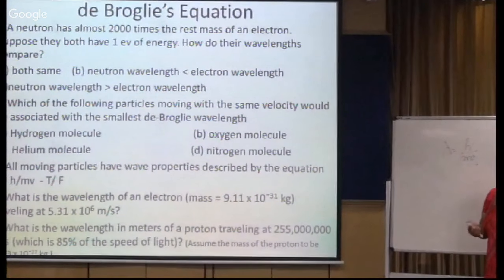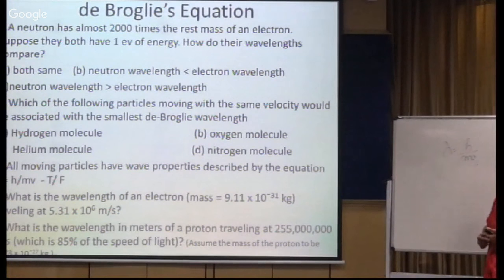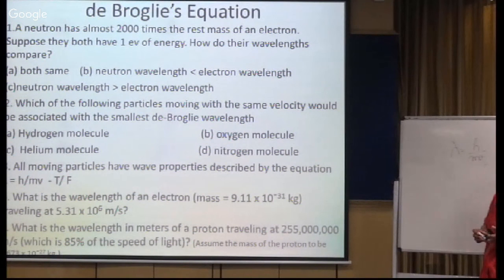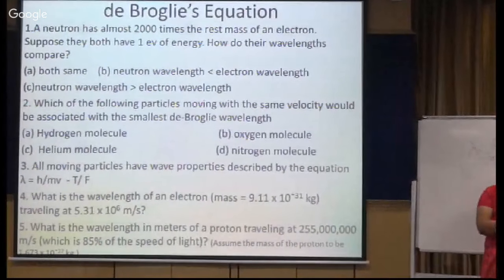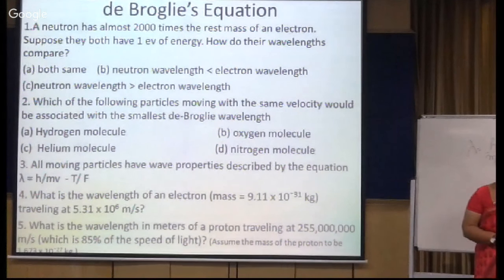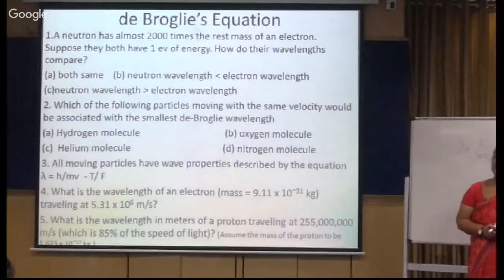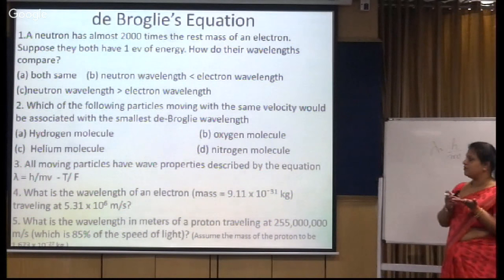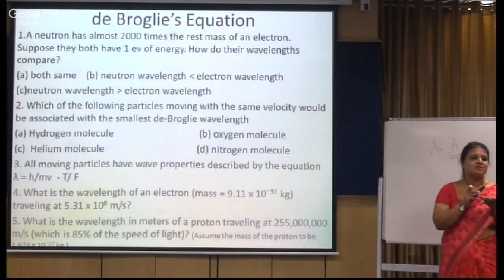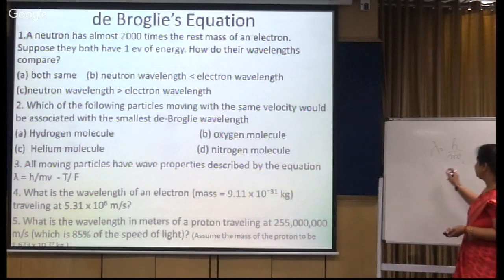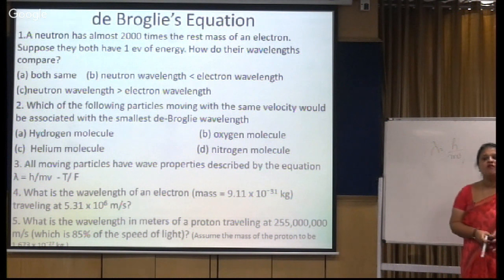Which of the following particles moving with the same velocity would be associated with the smallest de Broglie wavelength? Hydrogen, helium, oxygen, nitrogen. Smallest wavelength means highest mass. Option B, because if you have hydrogen, helium, oxygen, nitrogen, out of the four, the oxygen molecule is having the highest mass. Highest mass again means the lowest value of the wavelength.